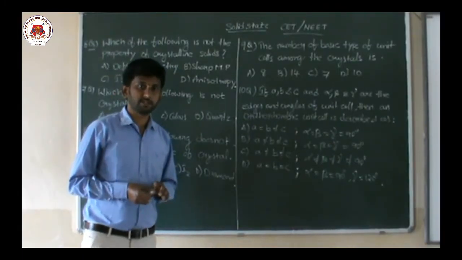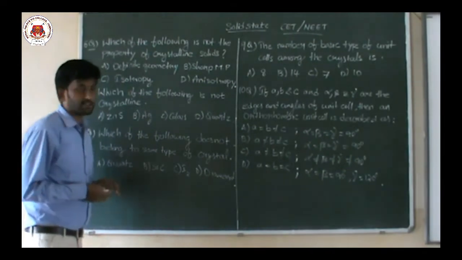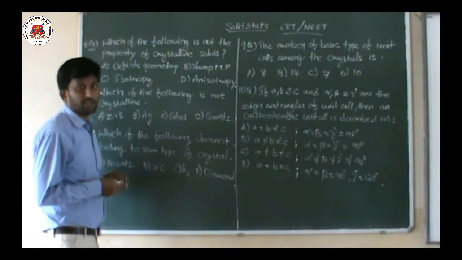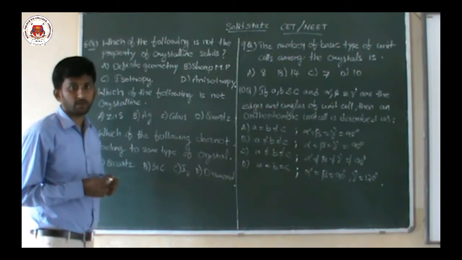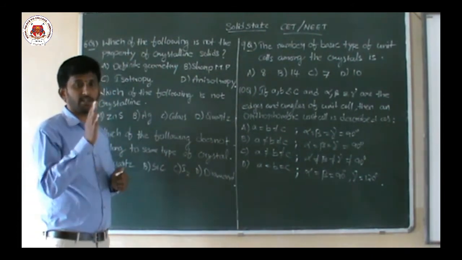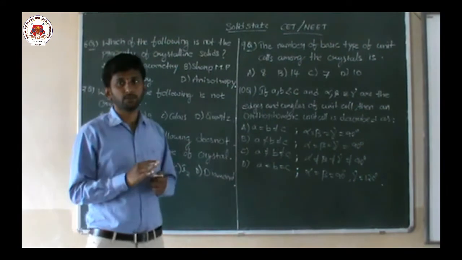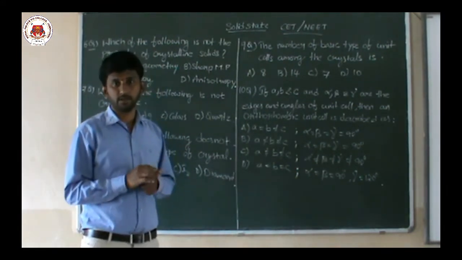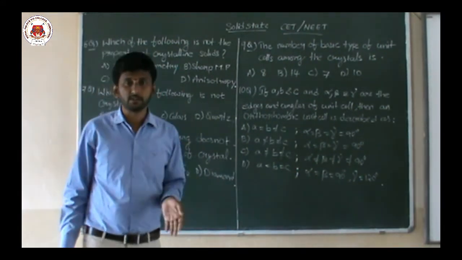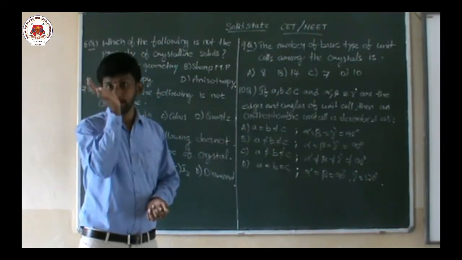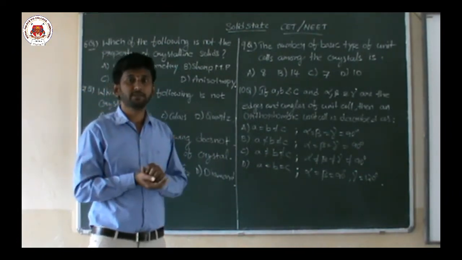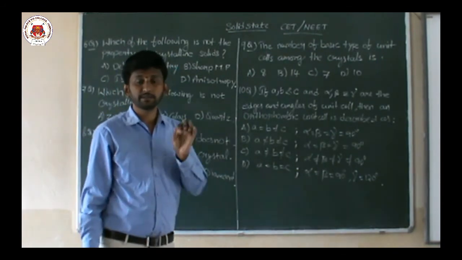Let's see the next question. Question number 6. Which of the following is not the property of crystalline solids? You know that solids are basically classified into crystalline solids and amorphous solids. You know the characters of amorphous solids and of crystalline solids. What is the basic difference between them? It differs by the arrangement of atoms.